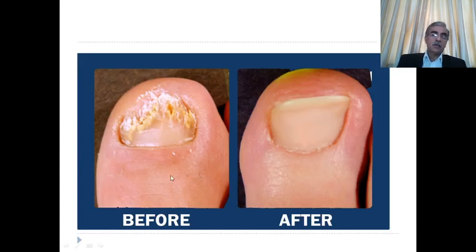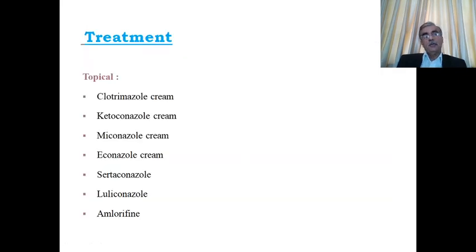And here we can see before treatment how destructive the nail plate is, and after oral antifungals, the nail plate becomes good. Whenever we talk about the treatment of superficial fungal infection in dermatology, we treat with two types of treatment, that is topical therapy and systemic therapy. In fungal infections, we give topical preparations of various antifungals. It may be clotrimazole cream, ketoconazole, miconazole, econazole, sertaconazole, luliconazole. There is a variety of topical antifungals.